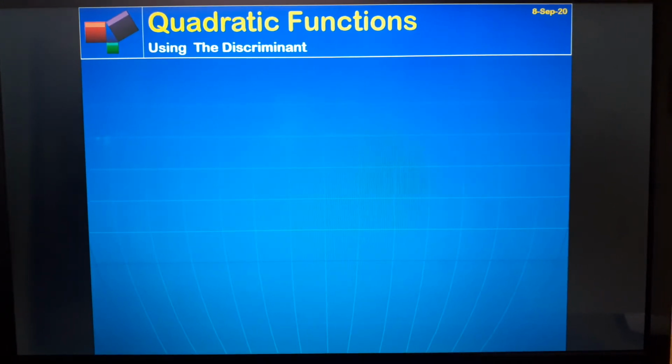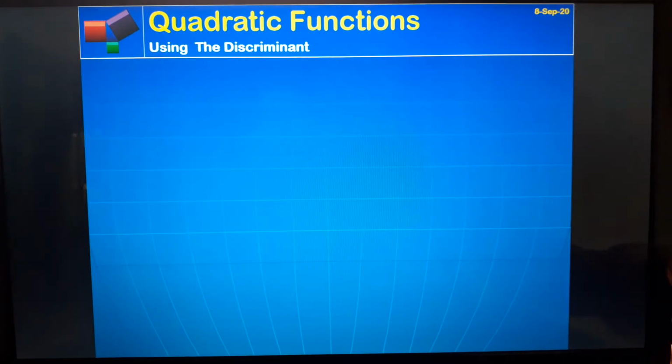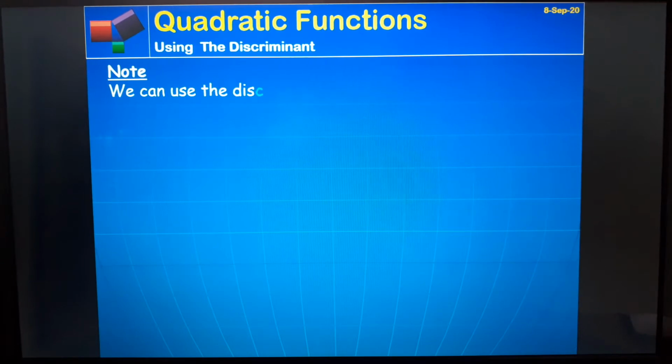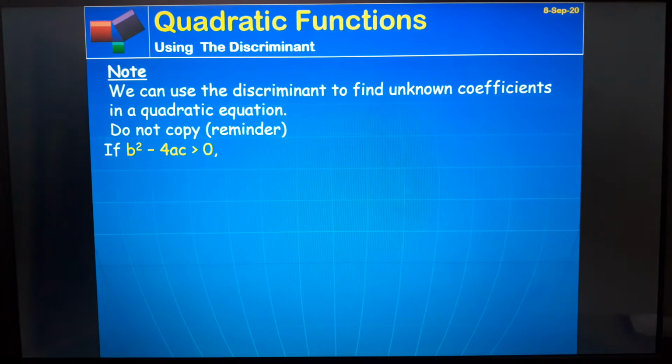Good morning, and today we're going to look at how to use the discriminant for higher level quadratics. So basically we can use the discriminant to find unknown coefficients in a quadratic equation. Okay, now here's just a reminder.